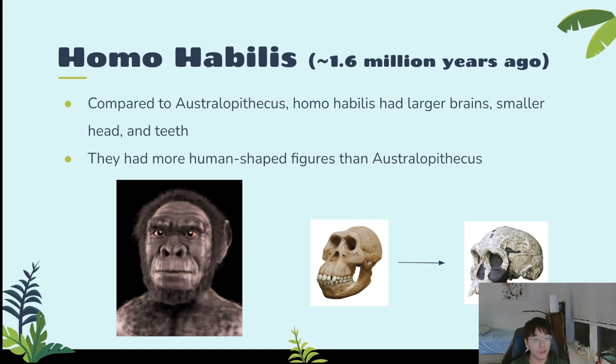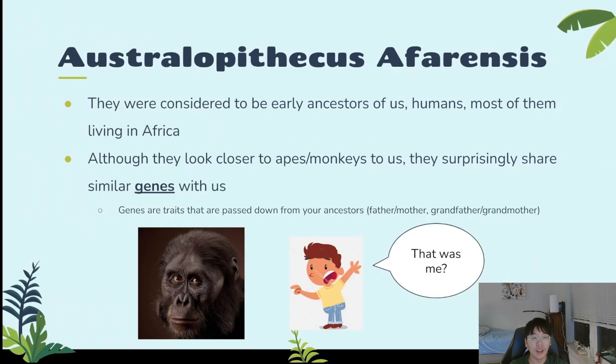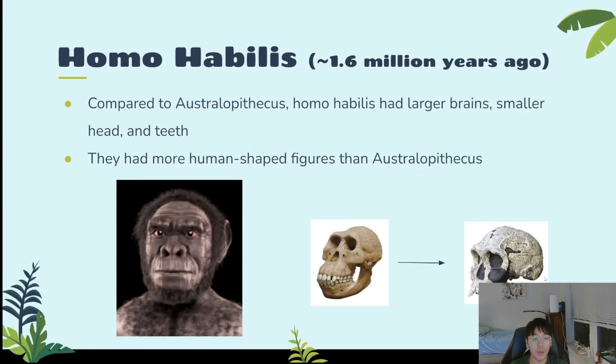These still kind of look like monkeys and apes, but they look way more like humans than the Australopithecus. So this is the skull of an Australopithecus, and this is the skull of a Homo habilis. It looks much different, and our skulls look really similar to the Homo habilis, with a better structure, smaller teeth, and smaller head size. Comparing the Australopithecus, which looked more like a monkey and an ape, now we're getting closer to something shaped like a human being.